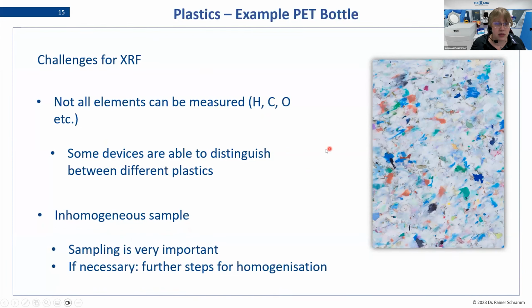And then the second problem is that we are dealing with inhomogeneous samples. So the sampling will be very important, even more important than it is anyways, because having a representative sample of a batch that is very heterogeneous is very, very hard, and has to be taken very carefully. And if it is necessary, there might be further steps for homogenization necessary, if not for the complete batch, because it's too huge, then for the samples themselves.